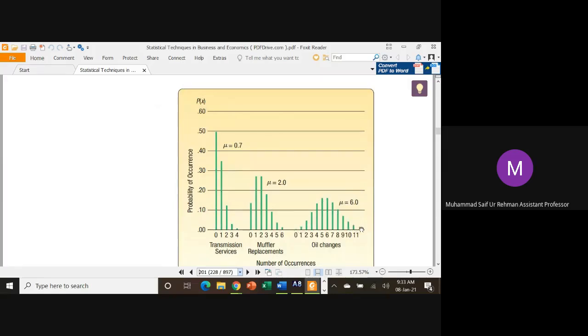This is the normal distribution, and you can see that in this case mu is equal to 6. But in this case it is positively skewed, and mu is equal to 2. So mu has reduced, and the normality of the distribution has been disturbed. Similarly, in this case mu has further reduced, and you can see that this distribution is not normal at all. So as we increase the value of the mean or average, the Poisson distribution will become more normal.